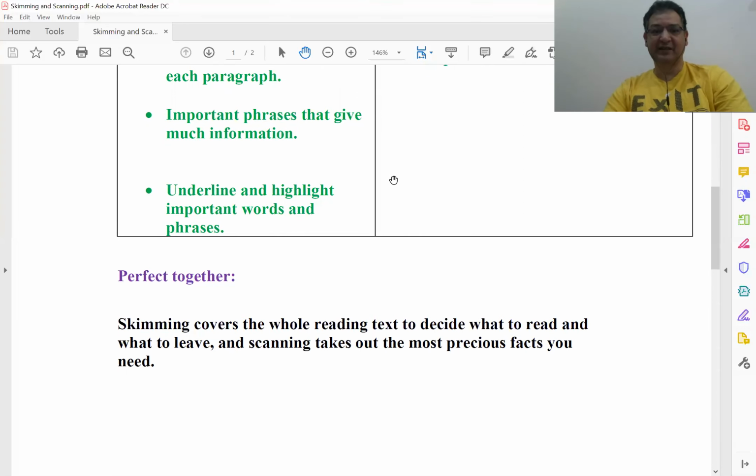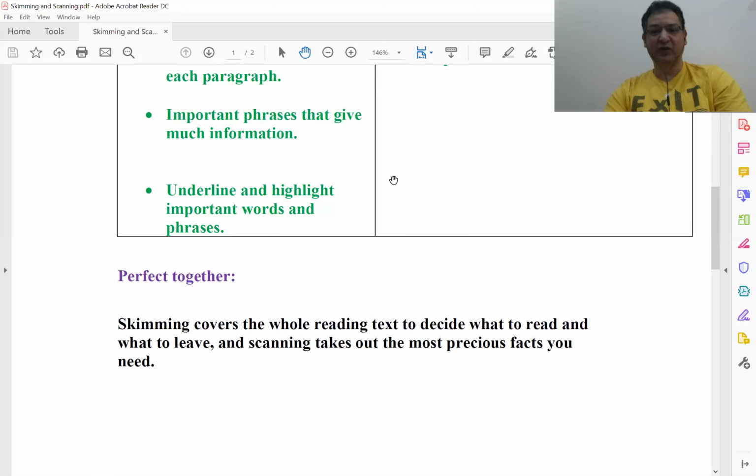Skimming and scanning, as I told you before, speed up your reading. Skimming covers the whole reading text to decide what is important to read and what is not important, so you can leave it. Once you do skimming, you start the stage of scanning. Scanning takes out the most precious facts you need. This is skimming and scanning.